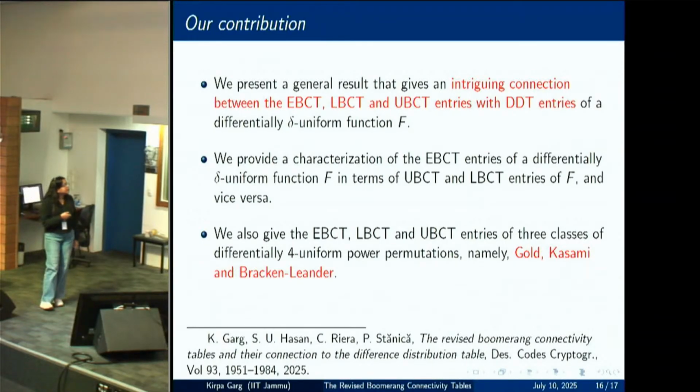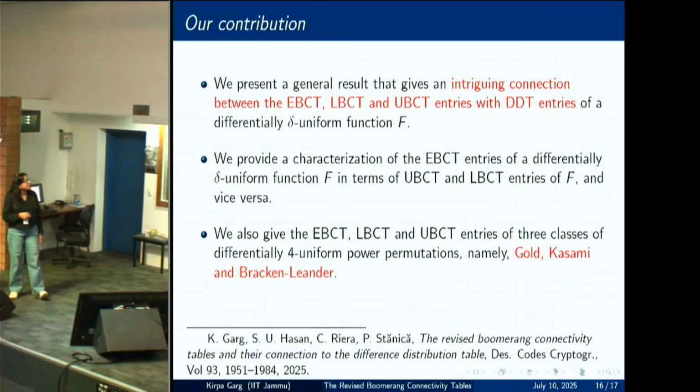And for some of the well-known differentially uniform permutations, for which we know how the DDT entries behave, we were able to compute their EBCT, LBCT, and UBCT entries using our results.